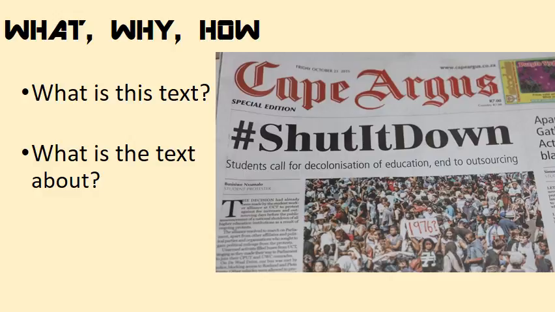Another one. What is this text? It is a newspaper. Okay. So non-fiction newspaper. What is the text about? Well, we need to read it in its entirety. All right. But we can see from the heading and from the lead, shut it down. Students call for the decolonization of education, end to outsourcing.